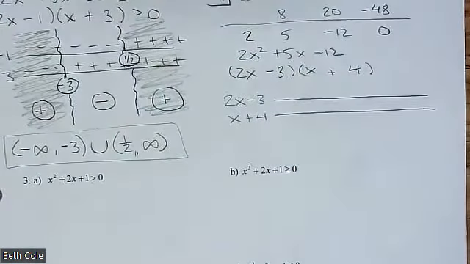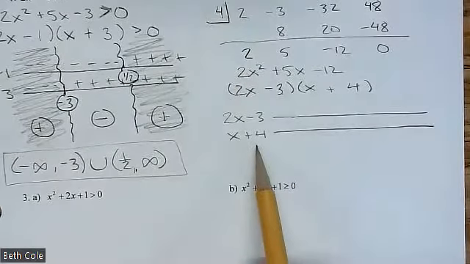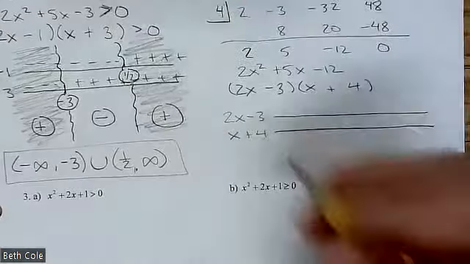Oh, but there's a third one. Do you remember when you were writing your answers on your last test? I was like, don't forget to write that one that you found in the first place. Now, if your 0 was 4, what's the factor that you're going to put down here? X minus 4.